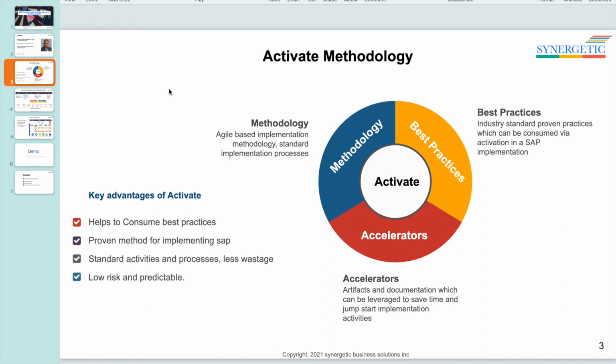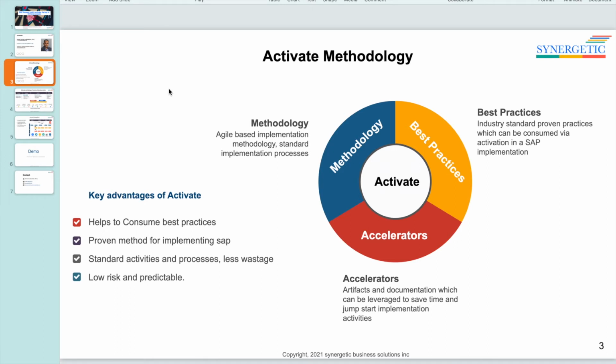For instance, take a test case. You'll be able to leverage a test case given for best practice if you're implementing a best practice directly, or you'll be able to take that and make modifications if you modify the best practice to fit your business needs. So those are accelerators. So basically, those are the three broad categories: the methodology, the best practice, and accelerators. These are the three things which comprise the Activate methodology.